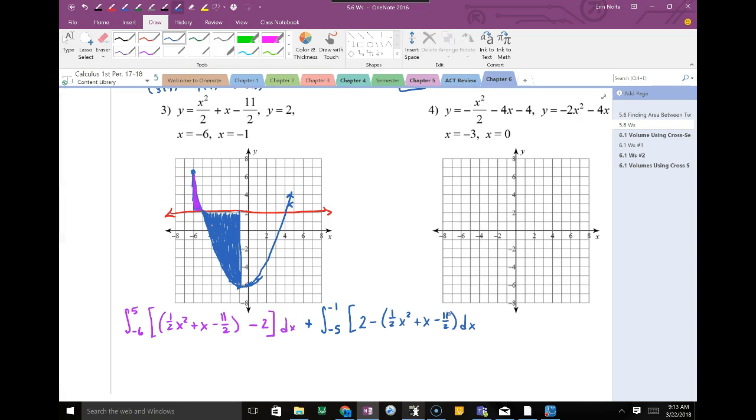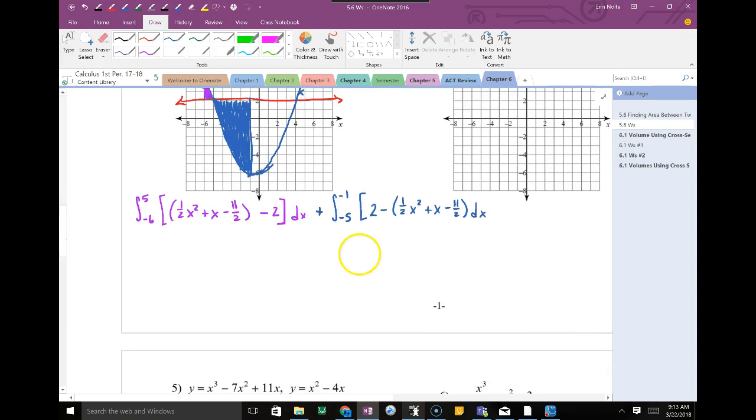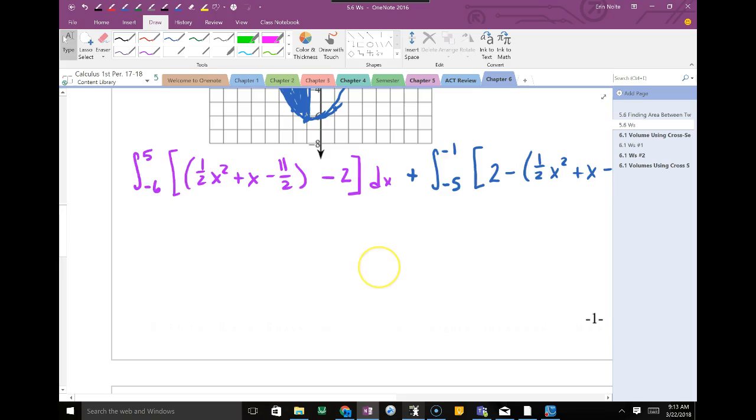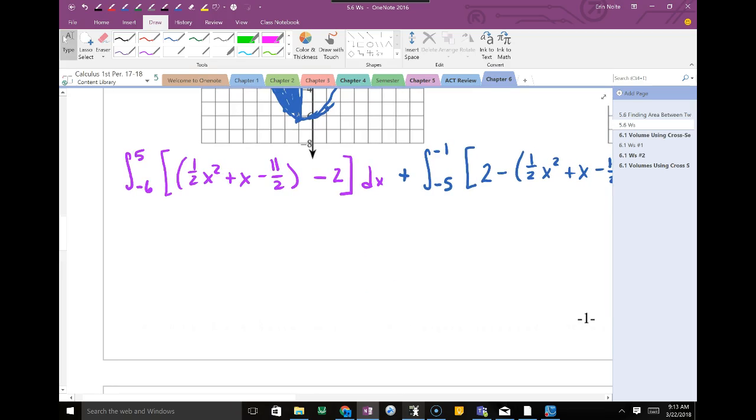Okay, so I'm going to start by just working with the purple. On the purple, the very first thing that I should do is combine my like terms, right?